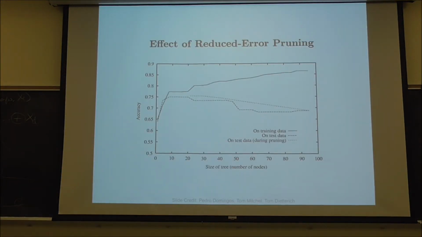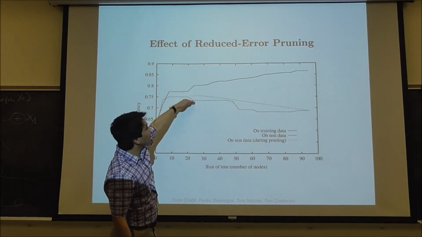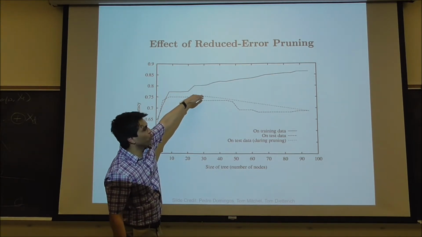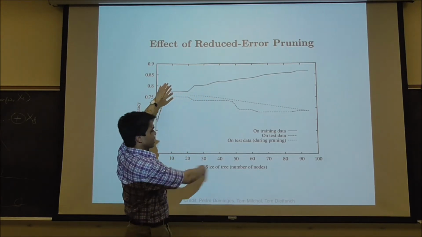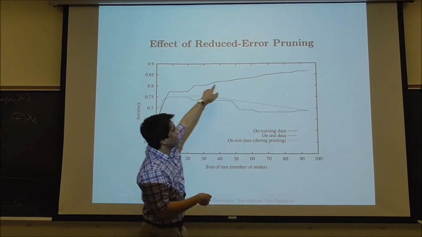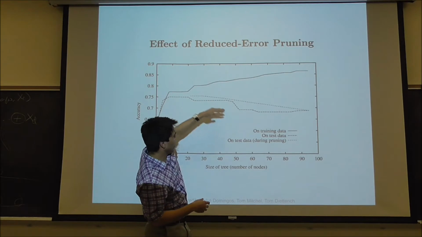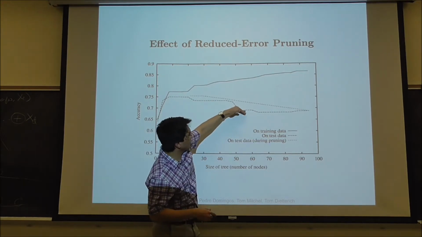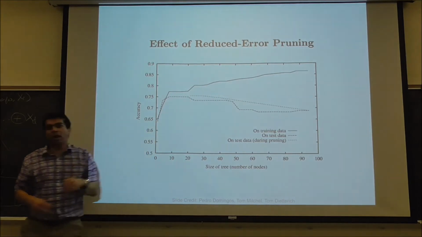So in general, you're going to have this sort of curve. This is accuracy on training, and this is the size of the trees. As the size of the trees increases, your training accuracy only goes up. If you don't prune, then this is your accuracy. If you do prune, then this is your accuracy, right? So you do better after pruning.